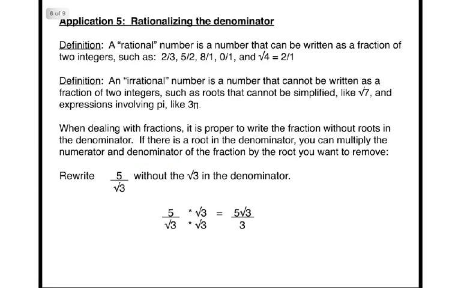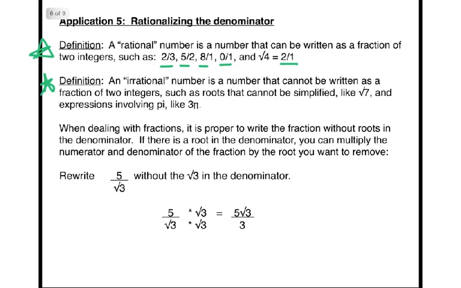Application 5. Rationalizing the denominator. Let's review a couple definitions. A rational number is a number that can be written as a fraction of two integers, such as 2/3, 5/2, 8/1, 0/1, and the square root of 4 is rational because it simplifies to 2, which can be written as 2/1, which is also rational.